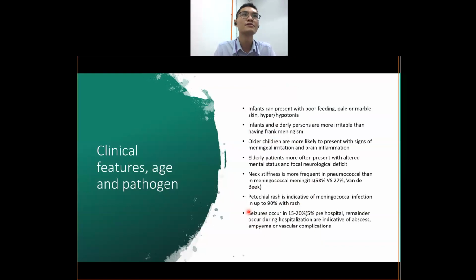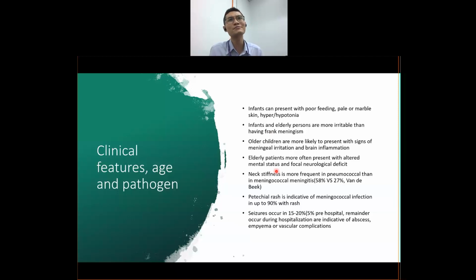Knowing when to suspect meningitis or encephalitis is very important. It depends on the age group of the patient that we are dealing with. For example, an infant is not going to tell you, doctor, I have a headache, my neck feels stiff. No, an infant, for example, presents only with poor feeding, or pale or mottled skin, and they become very hypotonic.